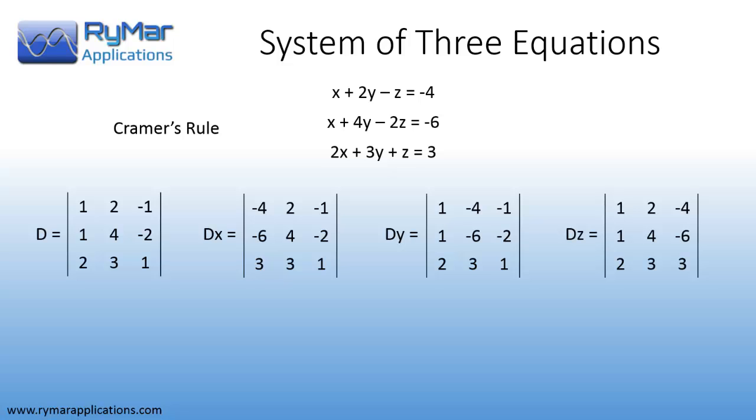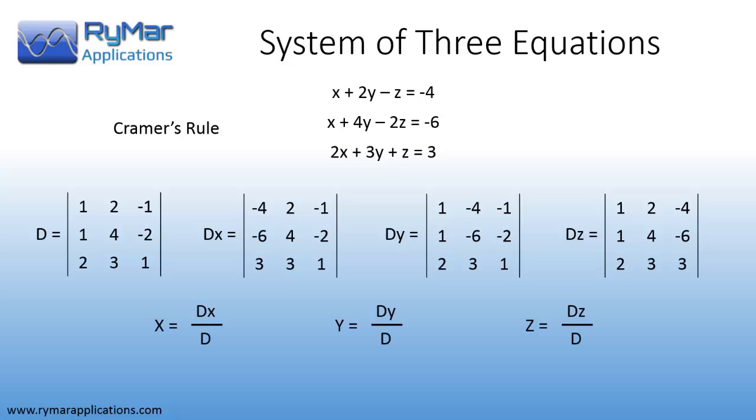And finally for the dz determinant, we've got the x's and the y's back in place, and we've swapped out the z column. So we put the constants in the z column. Okay, so now we've got our four determinants. We need to go off and evaluate these four.